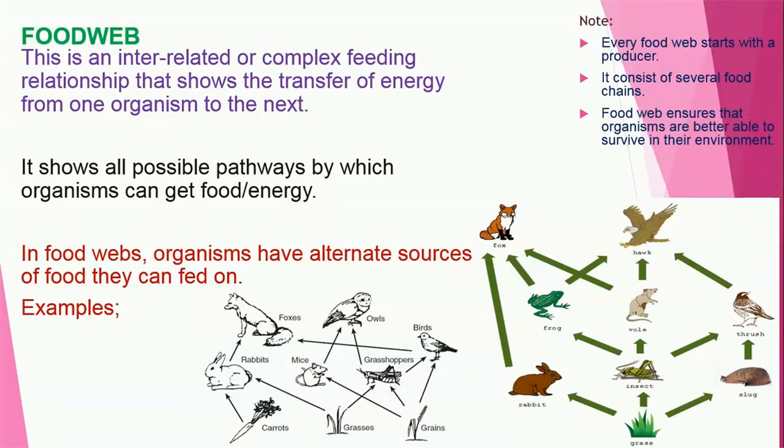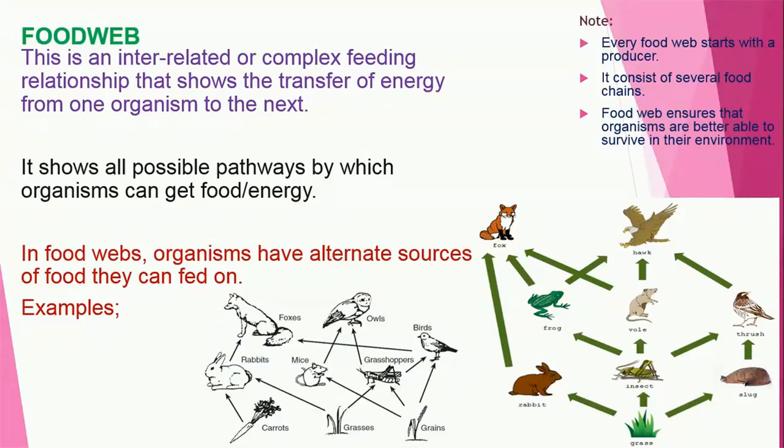So I'm starting with one: grass to insect to the vole to the hawk. One food chain. Another one: grass to the slug to the thrush to the hawk. Okay, that is another food chain. Another food chain: grass, insect, and to the left you have frog, fox. Another food chain: grass, insect, vole, and to the left you have fox. Now grass, rabbit, fox. So there are several food chains in a food web.